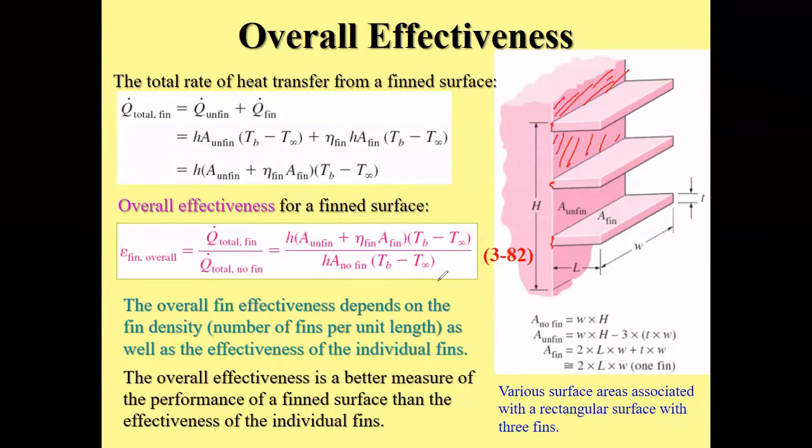So the overall fin effectiveness depends on the fin density, the number of fins per unit length. If, for example, you take just 1 unit length, how many fins are inside it, as well as the effectiveness of the individual fins, right?